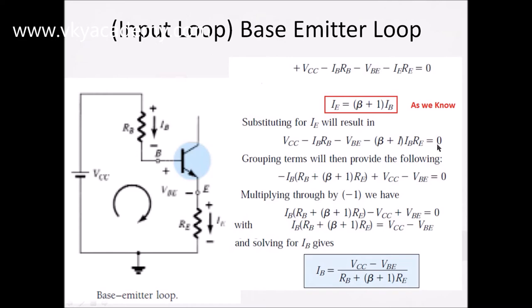In fixed bias configuration, the IB current equation was VCC minus VBE divided by RB only. But in the case of emitter bias configuration, in the denominator one extra term is there, that is (beta plus 1) RE.